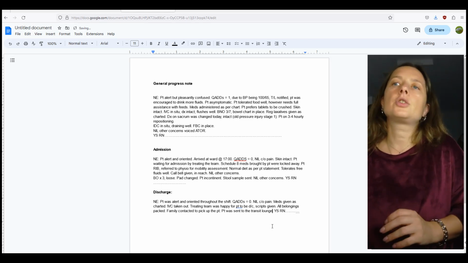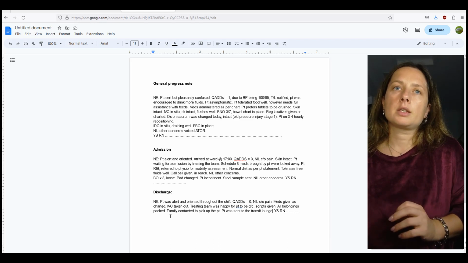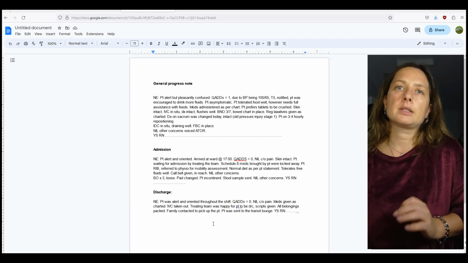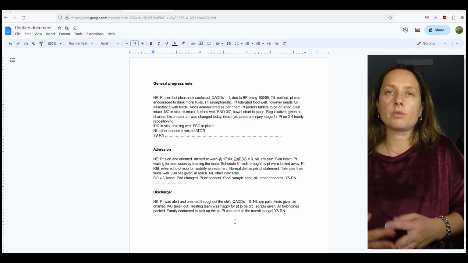Easy. So discharge, you would mention that the patient was alert and oriented throughout the shift. Obs were 0, nil complaint of pain, meds given as charted, IVC taken out, treating team was happy for the patient to be discharged, scripts given, all belongings packed, family contacted to pick up the patient, patient was sent to the transit lounge.